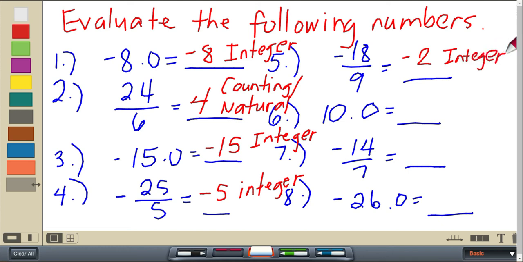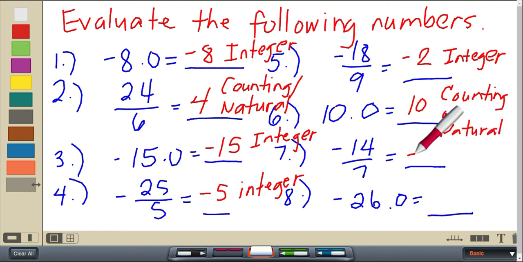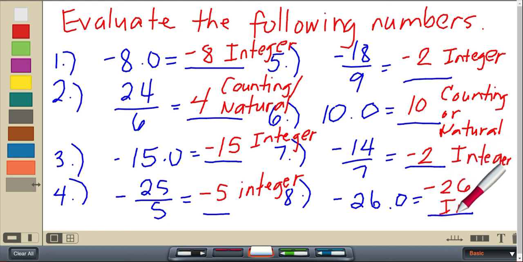10.0 is also equivalent to 10. So it's a counting, or what? Say counting or natural. Negative 14 over 7 is also equal to negative 2, so that's an integer. And negative 26.0 is equivalent to negative 26 also. Therefore, it's also an integer.